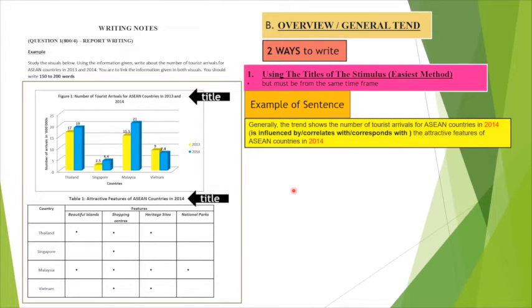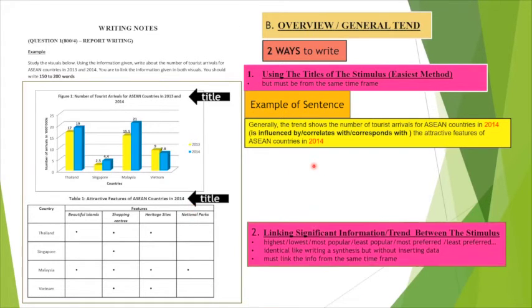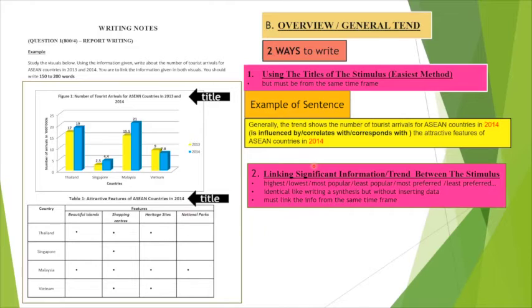So this is the easiest way of writing your overview using the title, but make sure you link with the same time frame. If here you have 2013, here 2014, you cannot mention because it will be illogical. So you mention 2014 and here 2014. Okay, the second method, this is a bit tricky, but actually this is the best way of writing your overview.